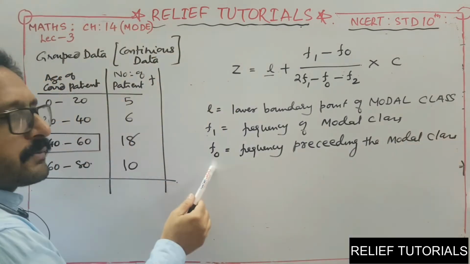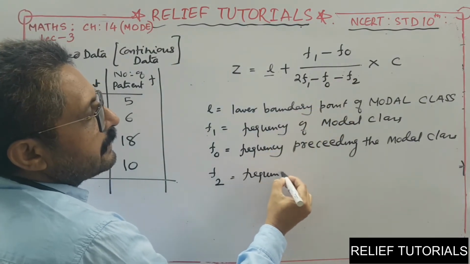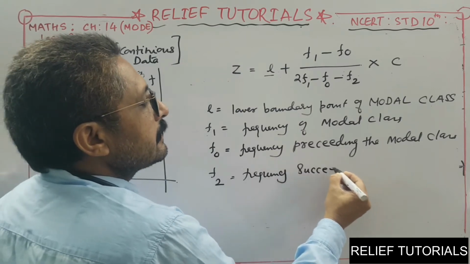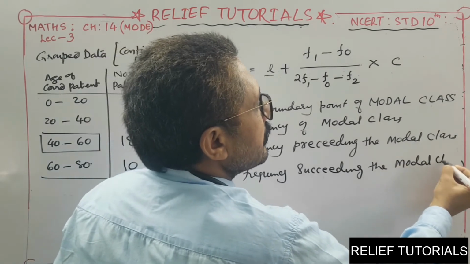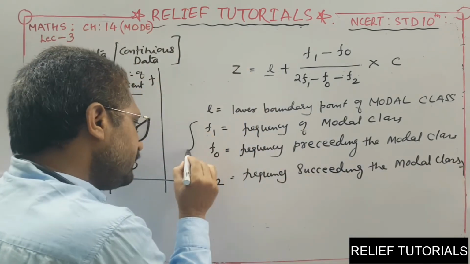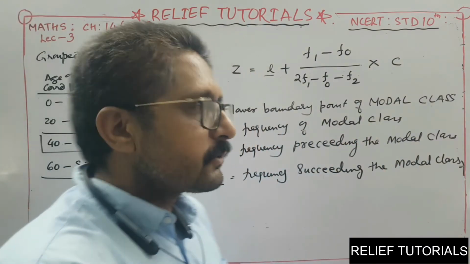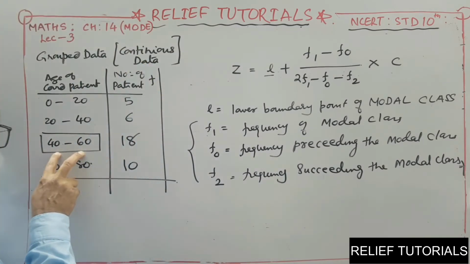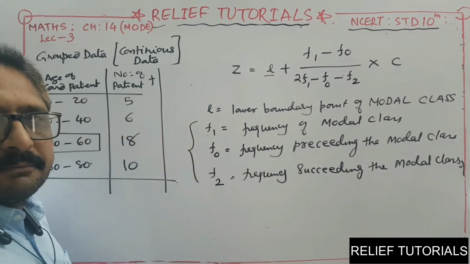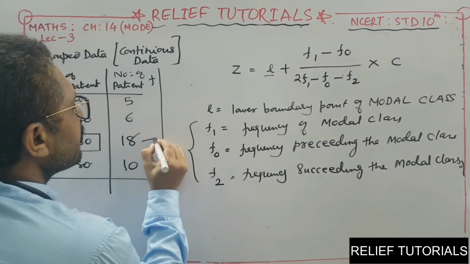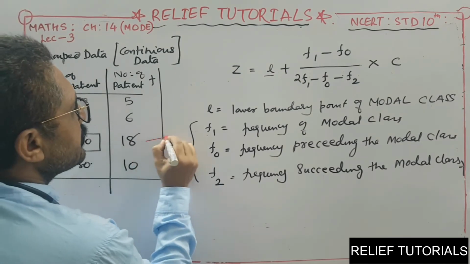Now these two terms we will discuss again. What is F2? It is the frequency succeeding the model class. Okay, we will first get familiar with these three terms. F1 is the frequency of the model class. So come back to our problem. This is the model class. What is the frequency of the model class here? 18. That is called F1.